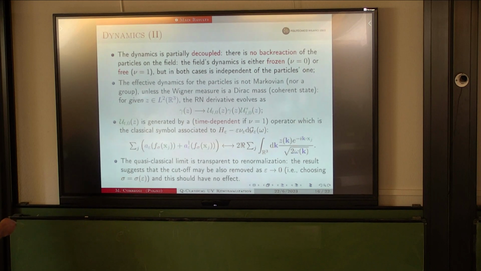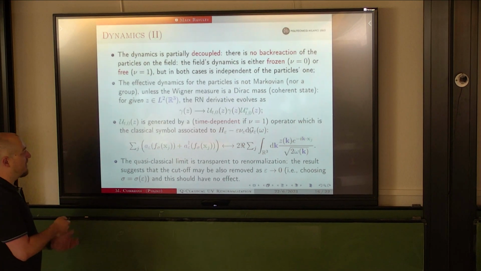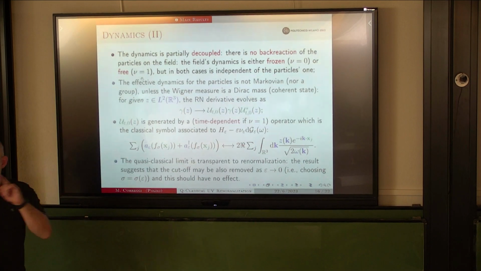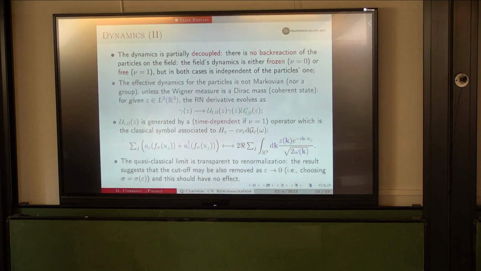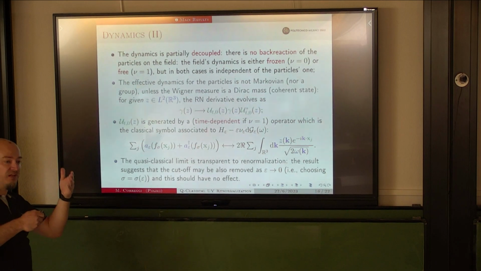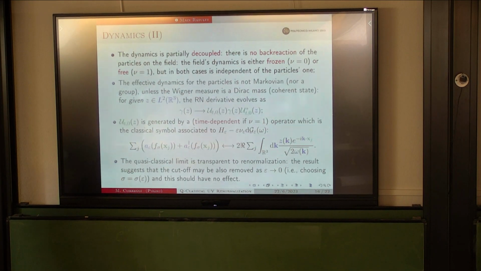Okay, perhaps I'll come to the comments. Sorry, that's the comment about the coupling. The dynamics of the field, in a sense, doesn't feel the particles, because it is either frozen for nu equal to 0 or free for nu equal to 1. That's quite different from Nicolai's setting. The reason is that we are not coupling the mean field limit with the quasi-classical limit. We have just one quasi-classical limit at the level of the field, so we don't see any back reaction. It is what it is.